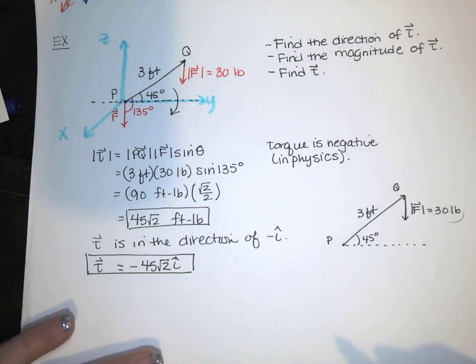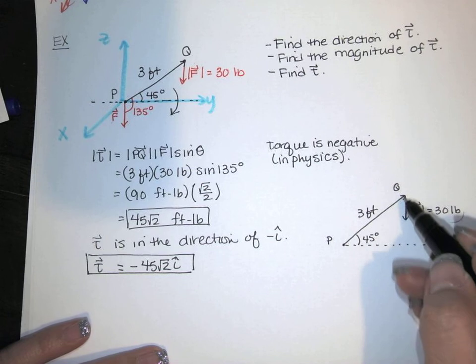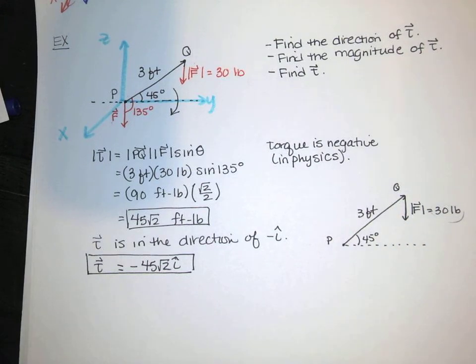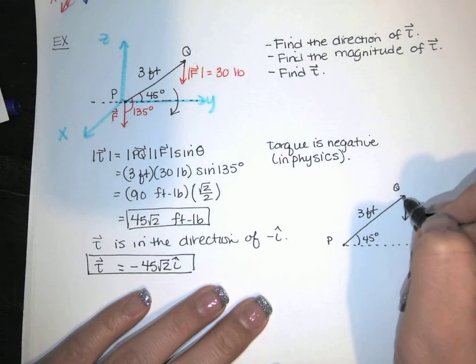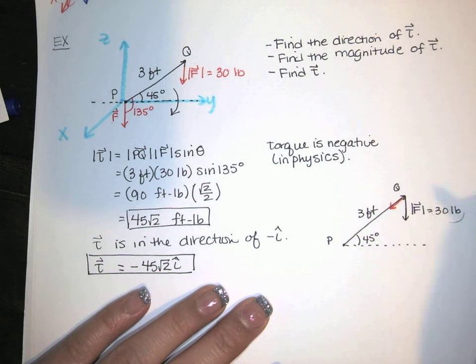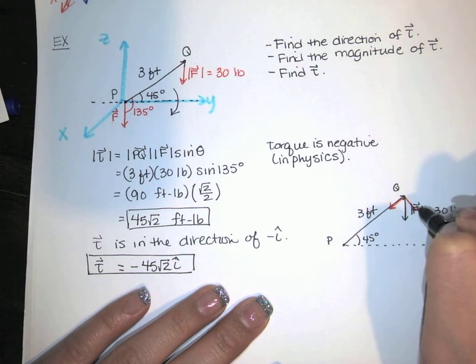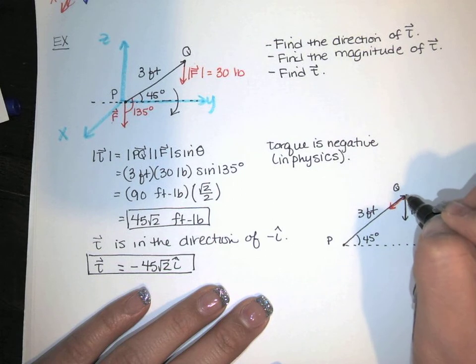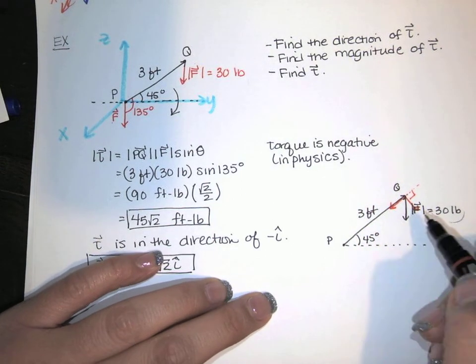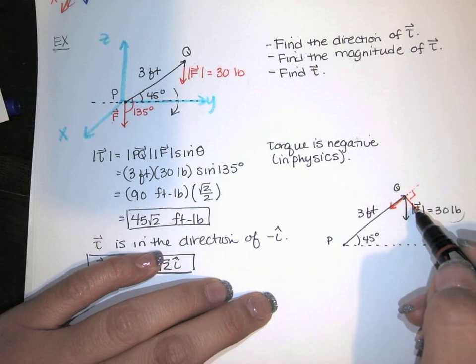But if I want to split this force into two components, one perpendicular or orthogonal to PQ, and one parallel to PQ, I'm going to draw my force like this. Here's one parallel to PQ. That does nothing for me. And then here's the part of the force that's perpendicular to PQ. You say, well, what's that side over there?